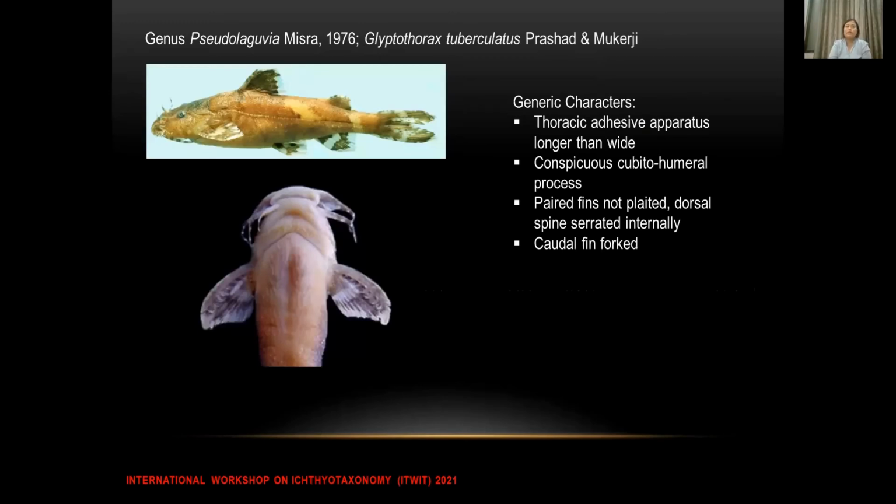Then Pseudolaguvia. Professor Vishwanath also talked in the morning about the generic characters of Pseudolaguvia. The main generic character is the thoracic adhesive apparatus. It is longer than wide and reaches till the end of the pectoral fin. So this is the feature of Pseudolaguvia. In Glyptothorax, the length of the adhesive apparatus will end here, but it will go until here in some Pseudolaguvia.